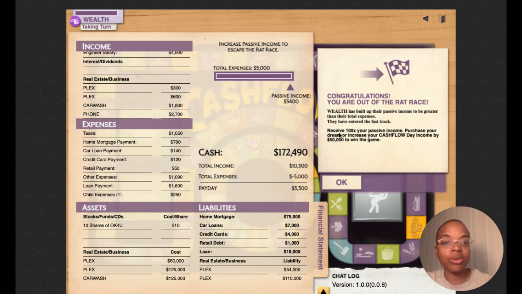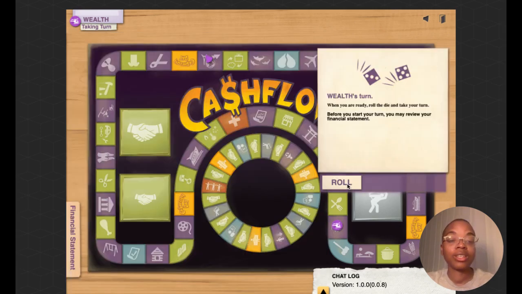Okay, receive 100x your passive income. So what is 100x of that? 2 zeros. What is that? 540,000. Purchase your dream or increase your cash flow day income by 50,000 to win the game. Okay. Boom.